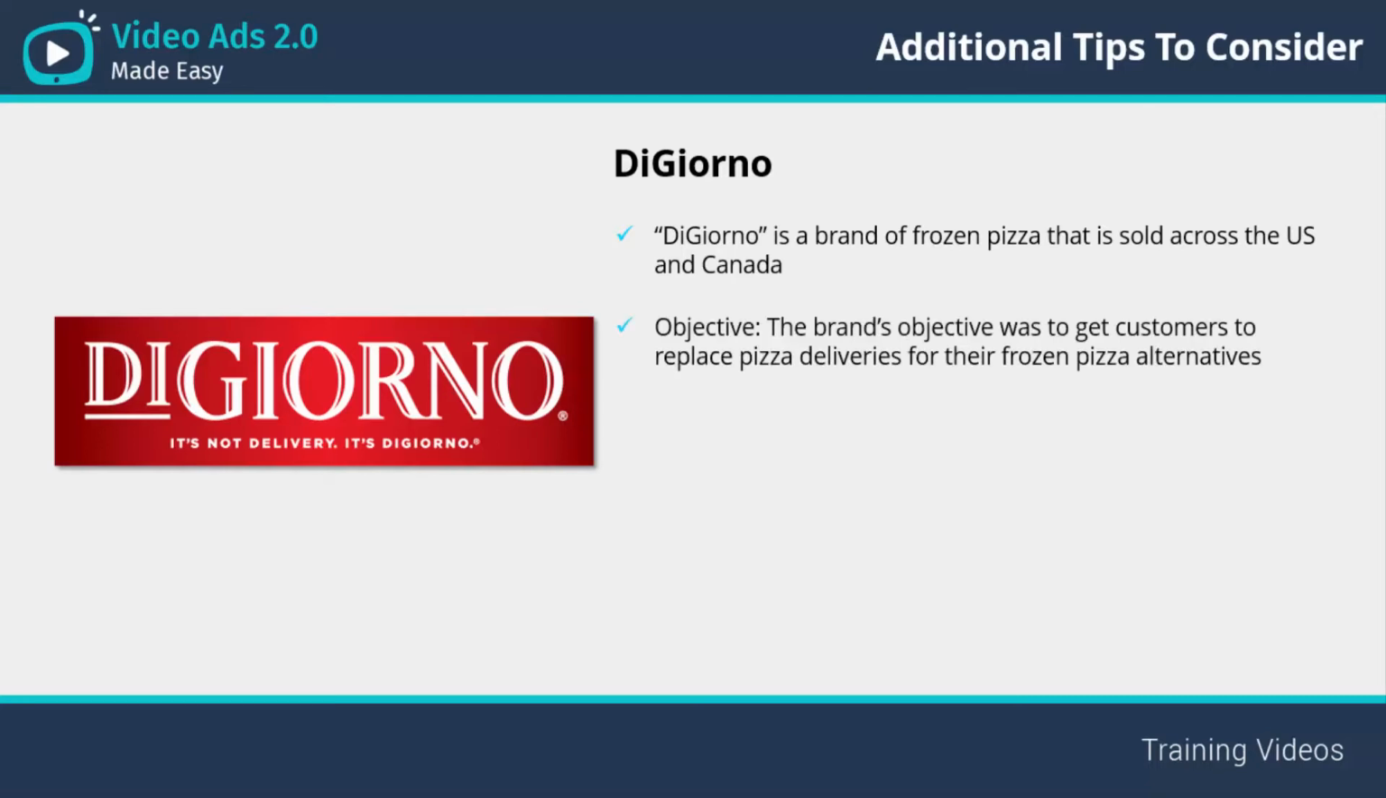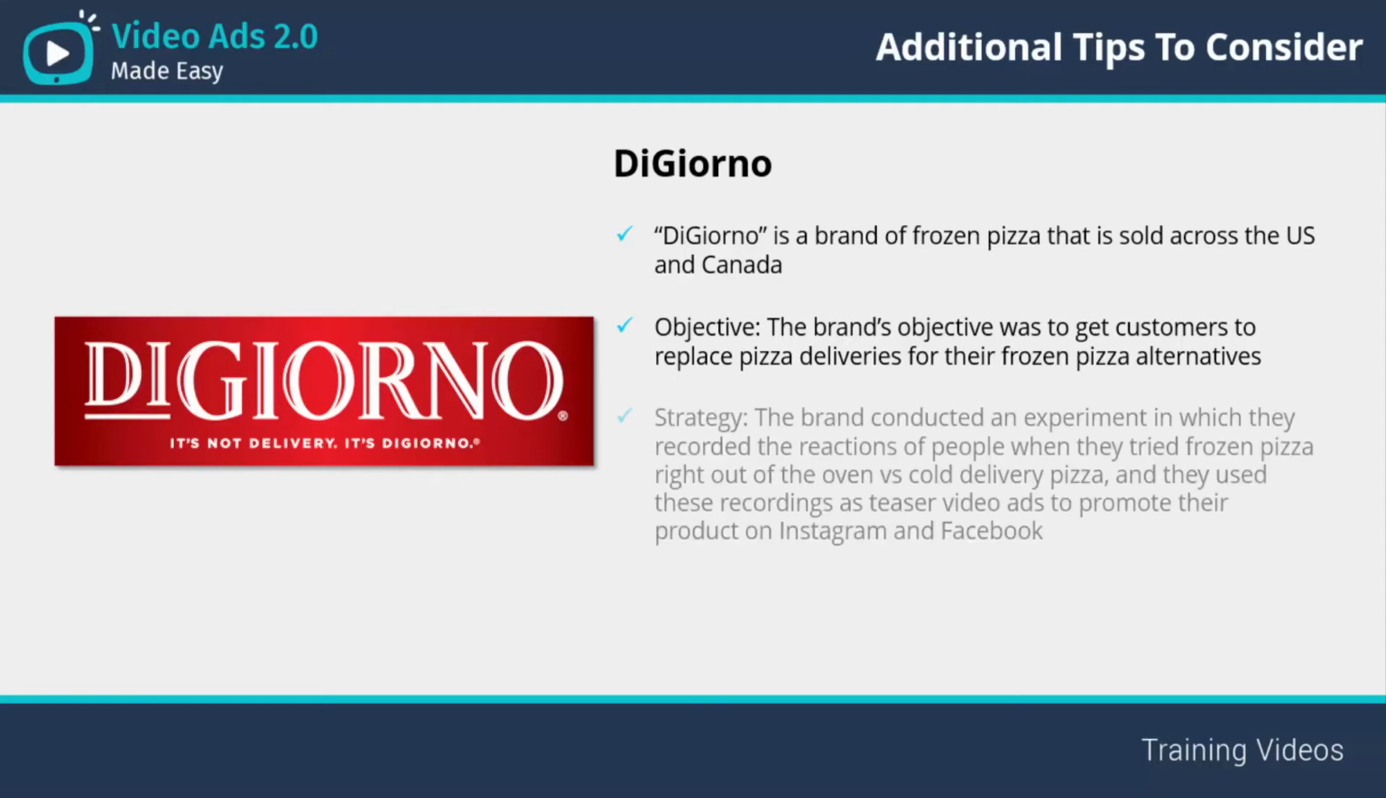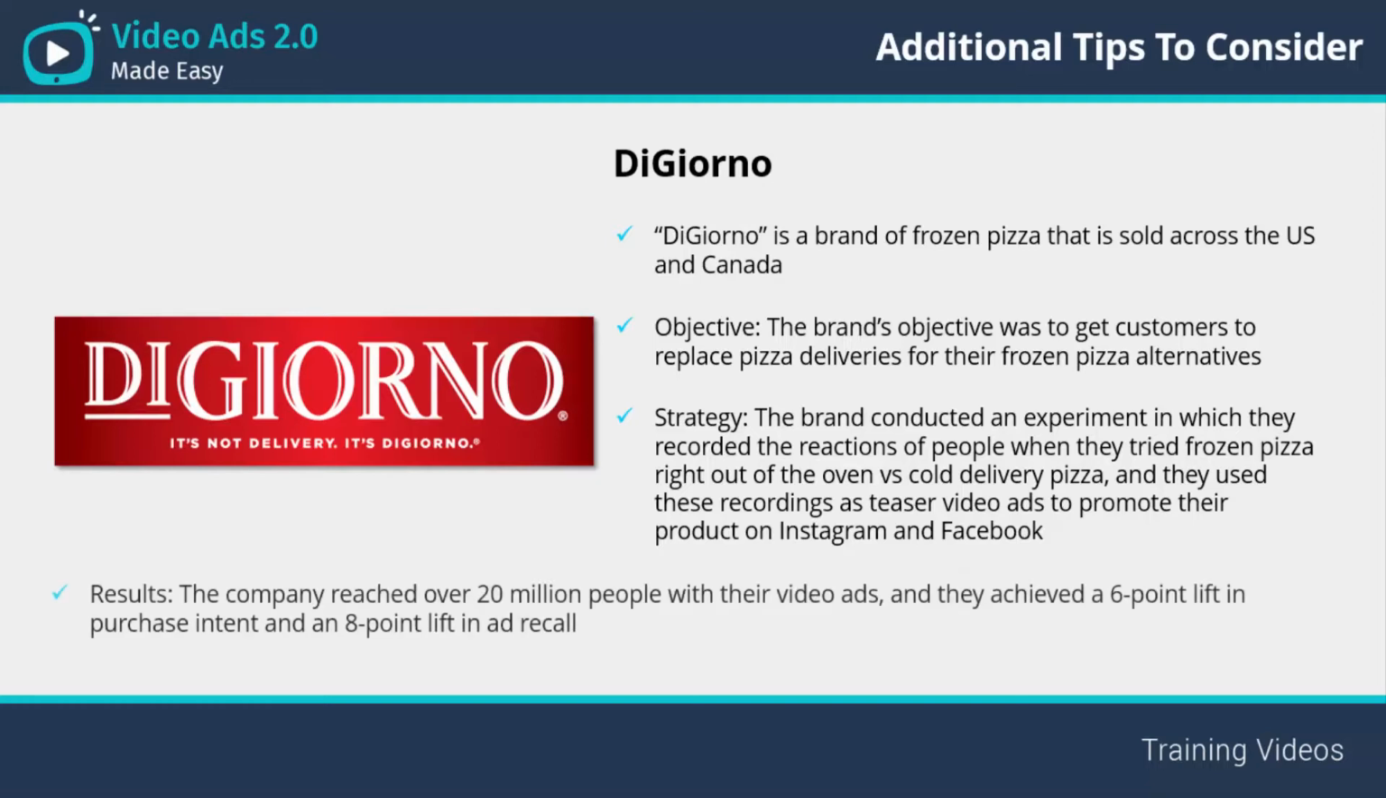Objective: the brand's objective was to get customers to replace pizza deliveries with frozen pizza alternatives. Strategy: the brand conducted an experiment in which they recorded the reactions of people when they tried frozen pizza right out of the oven versus cold delivery pizza, and they used these recordings as teaser video ads to promote their product on Instagram and Facebook.